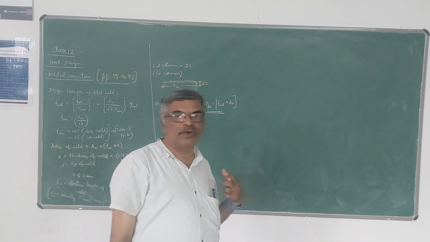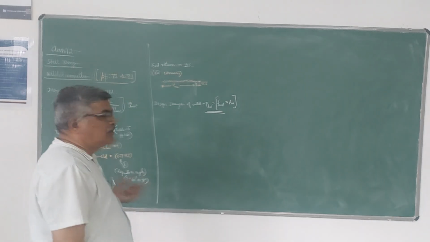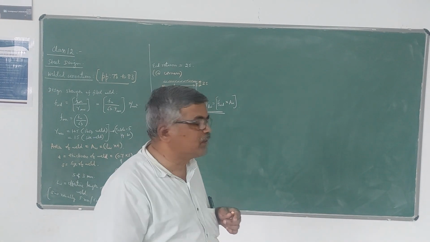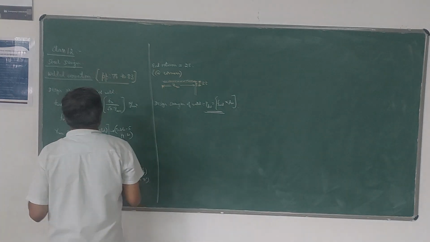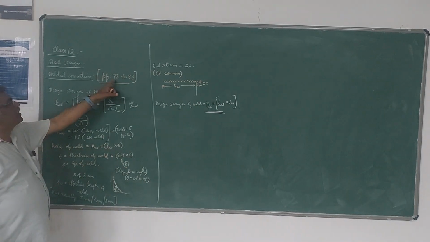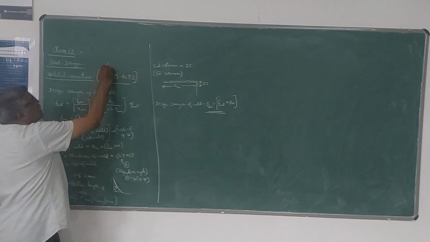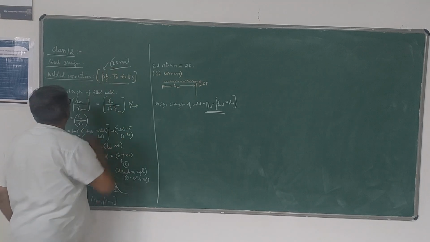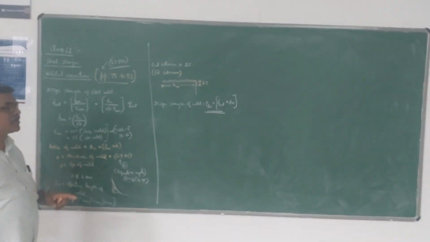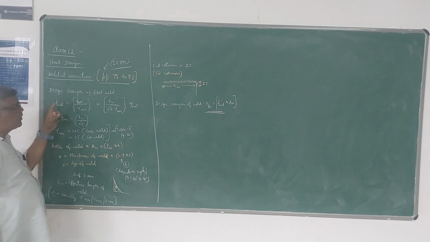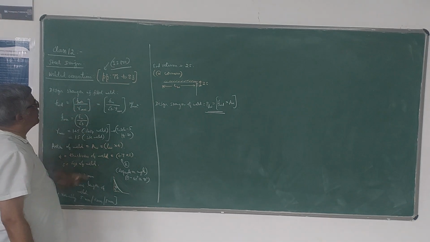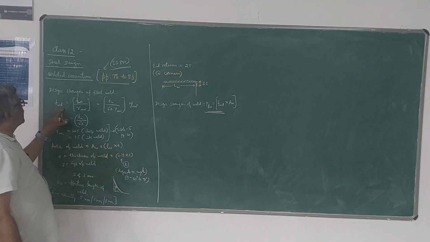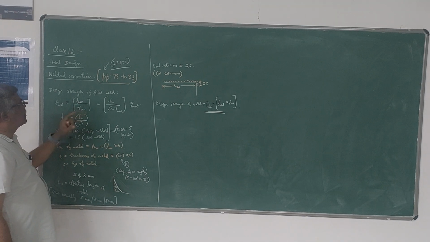Whenever you are asked to design a weld, you have to find the thickness and the length of the weld. For that, you have to refer to pages 78 to 83 of IS 800 for welded connections. You have to understand certain terms before going for the problem. Design strength of fillet weld is given on page 78: FWD is equal to FWN by gamma MW.